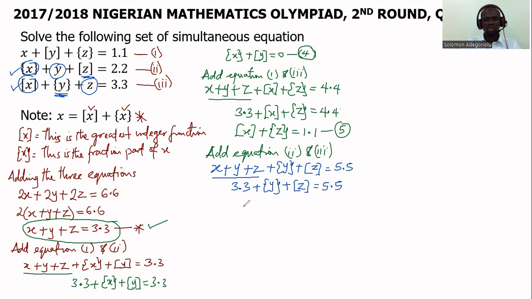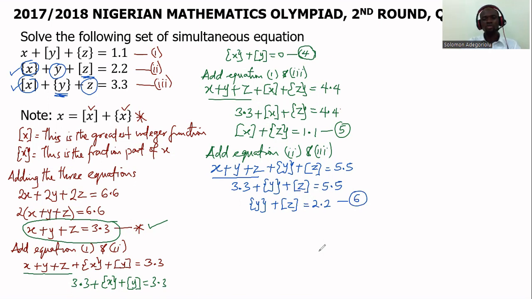So if you subtract 3.3 from both sides, we'll be left with this, and this is going to be 2.2. All right, let's label this equation 6. Okay, we have 3 equations here now.